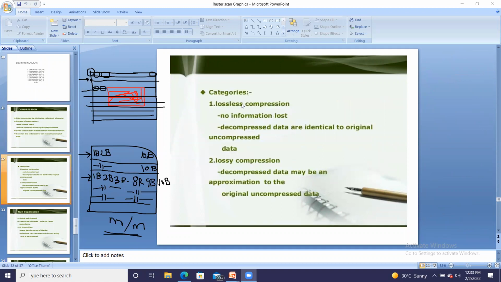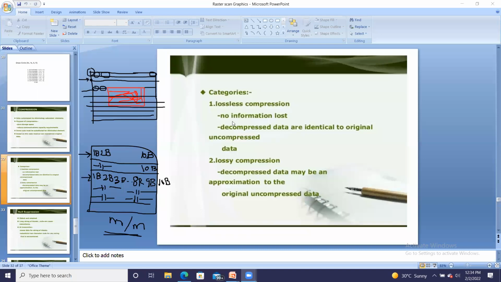Okay, so there are two categories of compression. First is called lossless compression and second is called lossy compression. The name itself suggests lossless, that we are not going to lose any information or any data. So that is called lossless compression. Decompressed data are identical to the original data. So in this lossless category there is no loss of data, and we are getting the same data at the receiver as that of the original data.